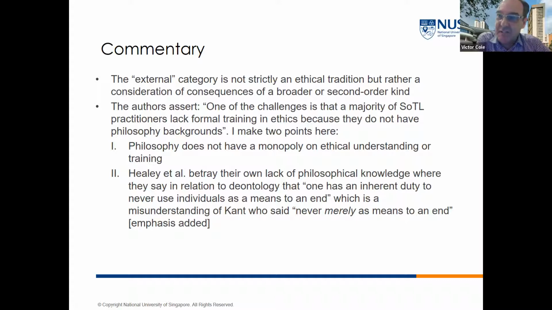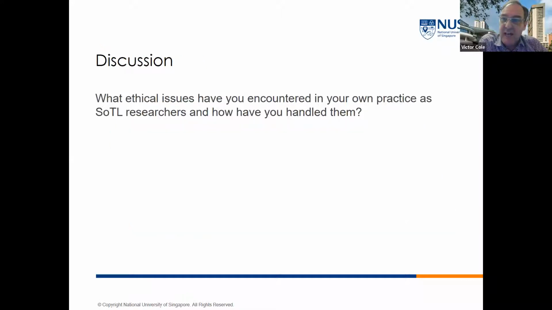I don't claim any particular expertise in ethical practice of SoTL, as I've not to this point really been a SoTL researcher. My research has been in other areas, more particularly to do with applied ethics. So I'm interested to hear what your experiences have been, as you may have encountered ethical issues, and how you've responded to them. So that's the prompt question for my section to follow on from my talk.